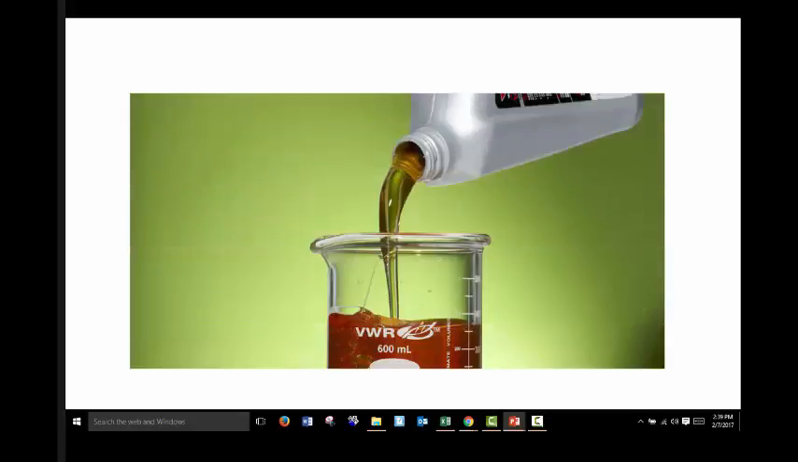I said earlier that we'll be testing the viscosity of motor oil in this lab. Let's look at how the viscosity of motor oil applies in everyday life. Motor oil is used in vehicles to protect the engine, and it allows the vehicle to operate.